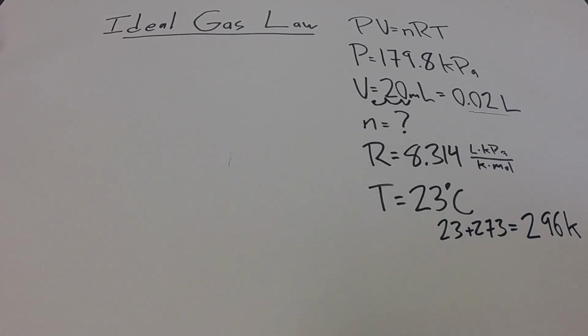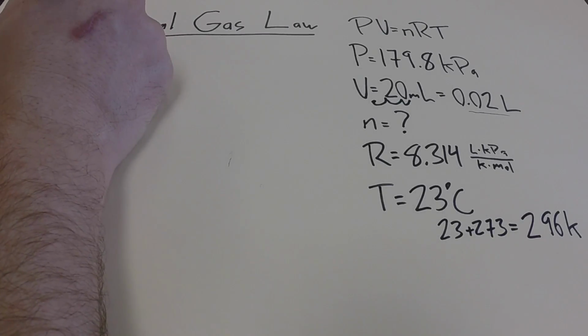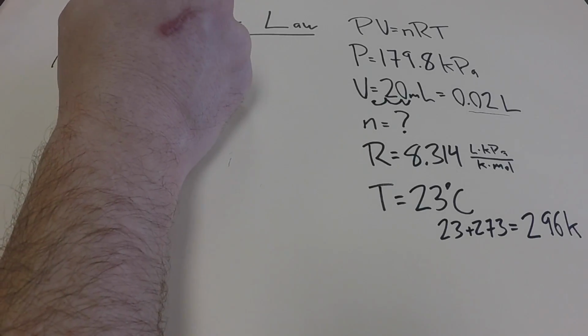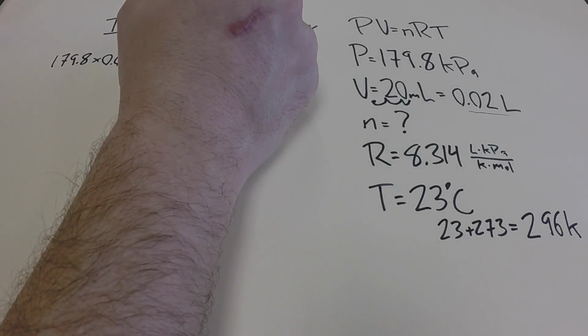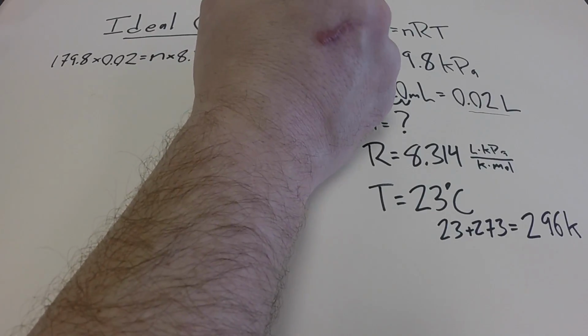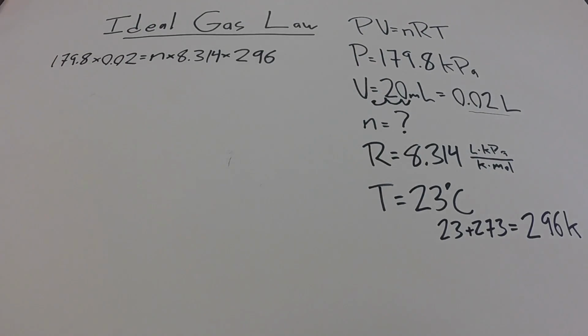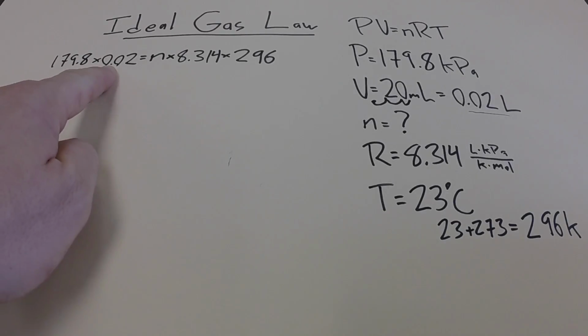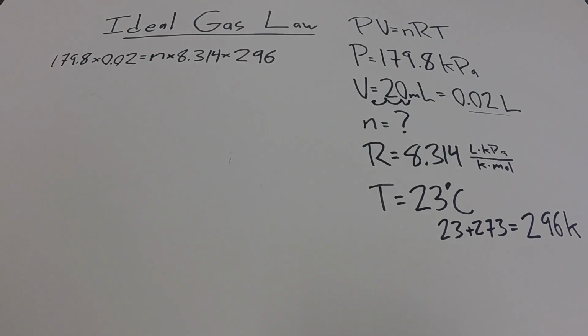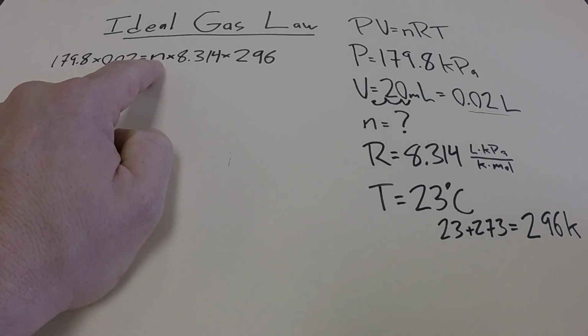Okay, so now we're ready to do our problem. We're going to plug in our numbers and do the calculations. So again, 179.8 times 0.02 equals n times 8.314 times 296. This is our initial setup for the problem: P times V equals n times R times T. At this point it becomes a matter of algebra. N is like x in algebra. We want to get x by itself. Here we want to get n, or moles, by itself.